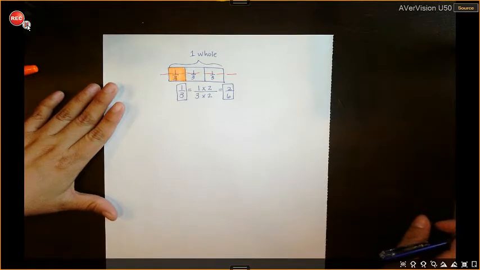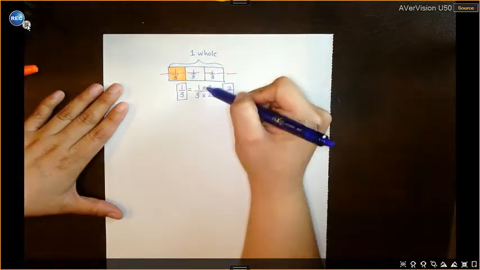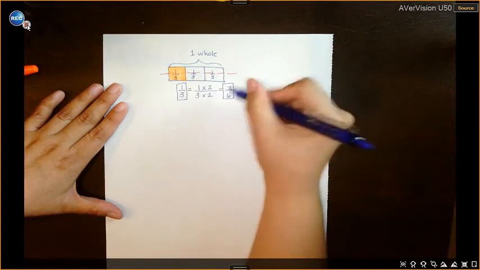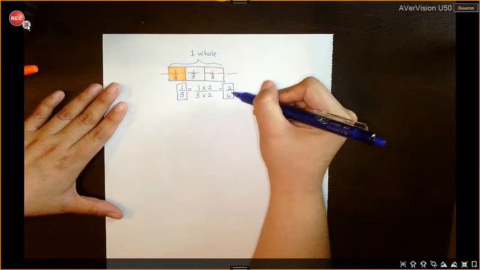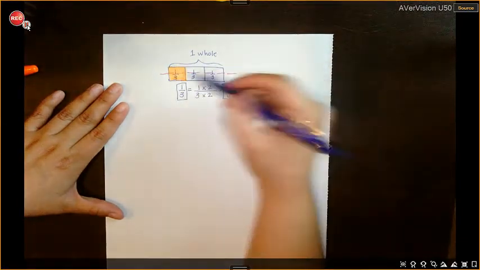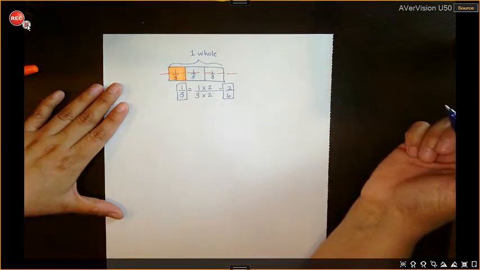It's also important to understand that by multiplying, the units didn't get any larger. This is the biggest misconception that students make. They think that because we're multiplying, it's going to get bigger. Well, you're going to increase the number of total equal parts, but that doesn't necessarily mean that the size of each fractional part will get greater.